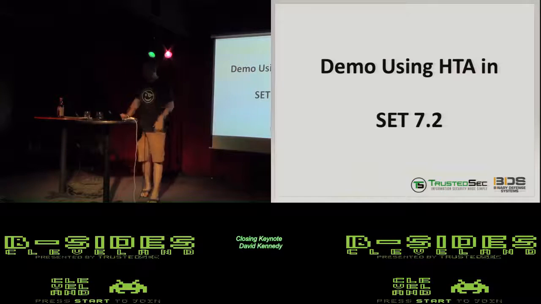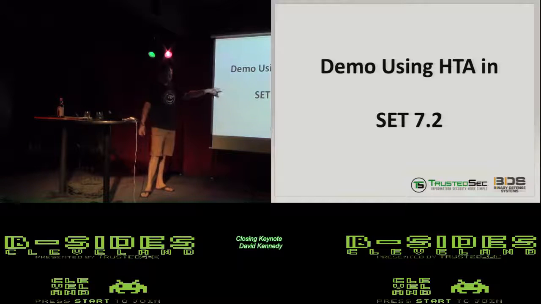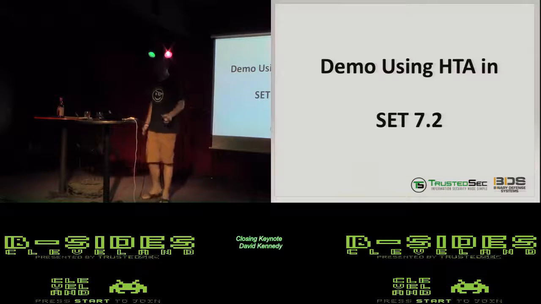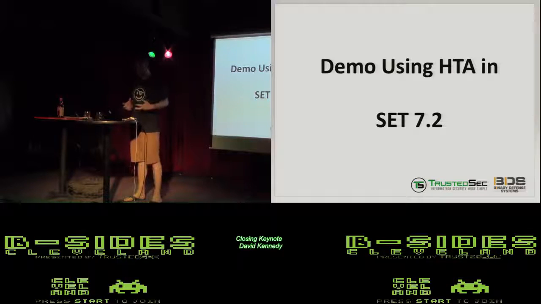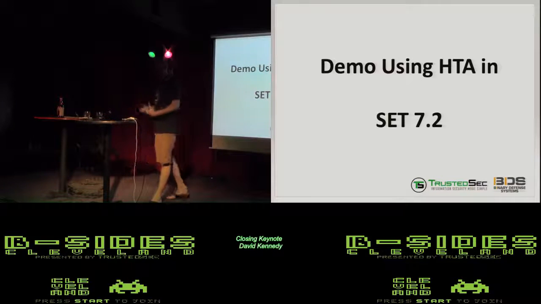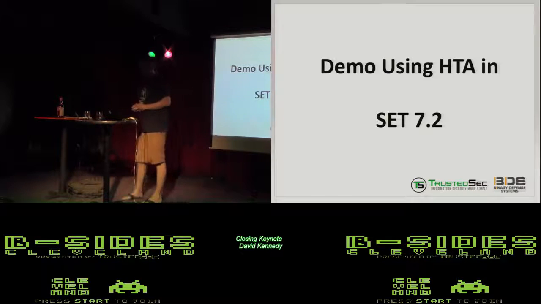So let me show you a demo using HTA with SET version 7.2. Now, what's cool about this version is one of the main methods that I used to use was Java applet attacks. And I can still use Java applet attacks. I kind of use that as a fallback method. But people have been getting kind of conscious around Java applets and blocking them, which has been good. So I moved to this technique called HTAs. And I've been using this now for about 2 years.